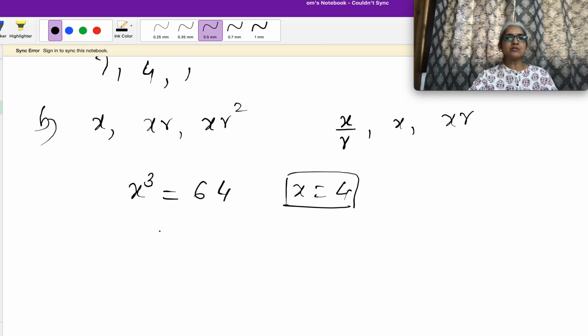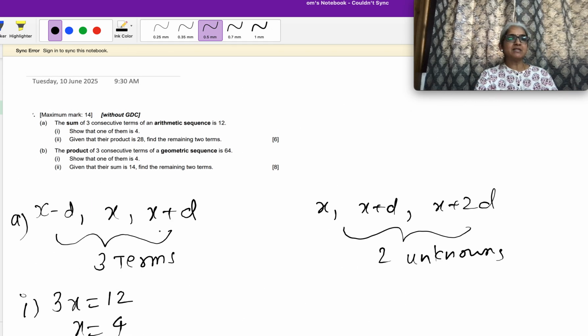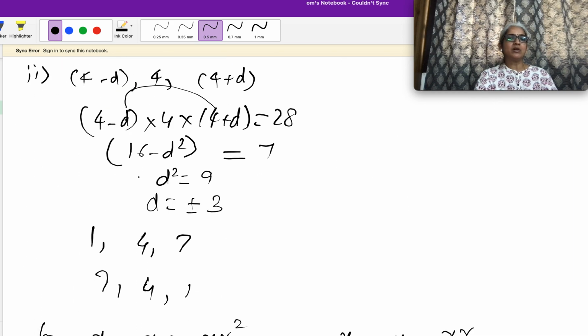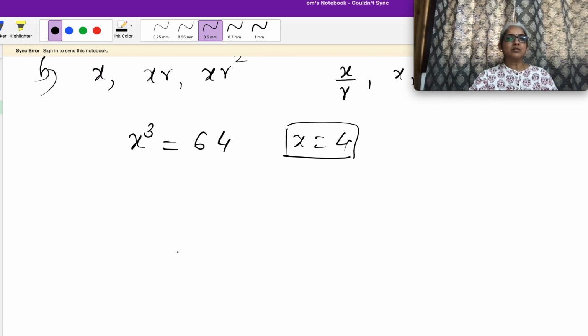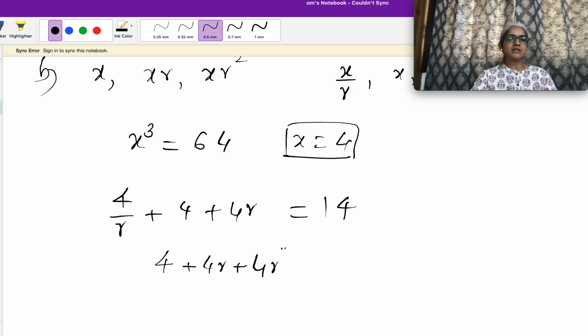So once I know x is 4, I must be given some other information. Show that one of them is 4. I did. Given that their sum is 14, what are the other two terms? So the numbers are now 4 by r, 4 and 4r, and the sum is 14. So this I multiply throughout by r. So 4 plus 4r plus 4r square is equal to 14r.